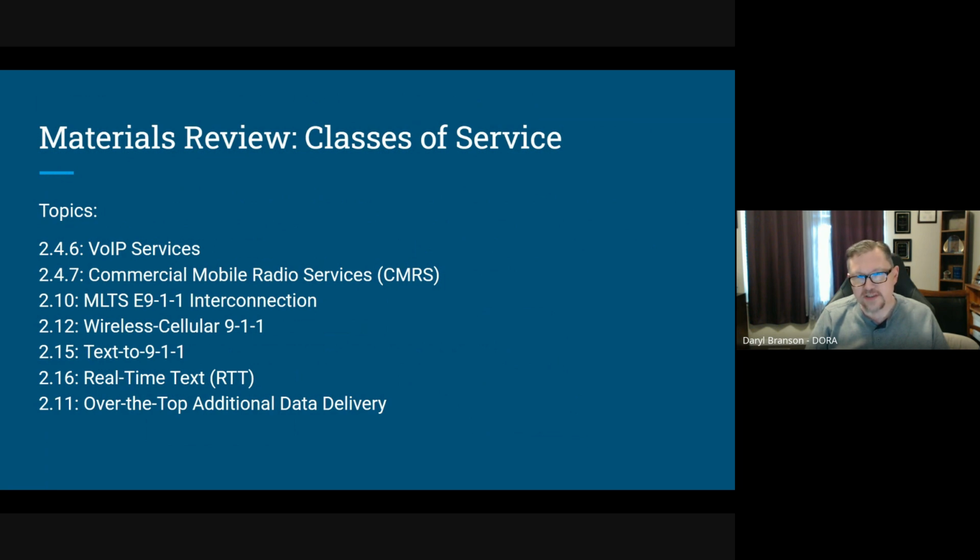So we have 2.4.7, which is about CMRS, which is wireless telecommunications. And then we have another section about wireless cellular 911. So they cover slightly different things, but they're both about wireless telecommunications. Text to 911, real-time text, and over-the-top additional data delivery. And if you're unclear about the difference between text to 911 or real-time text, that would be a good thing to ask now, and I can talk to you about those. But other than that, if anybody has any questions for me on any of these topics, I'd be happy to try to answer them.